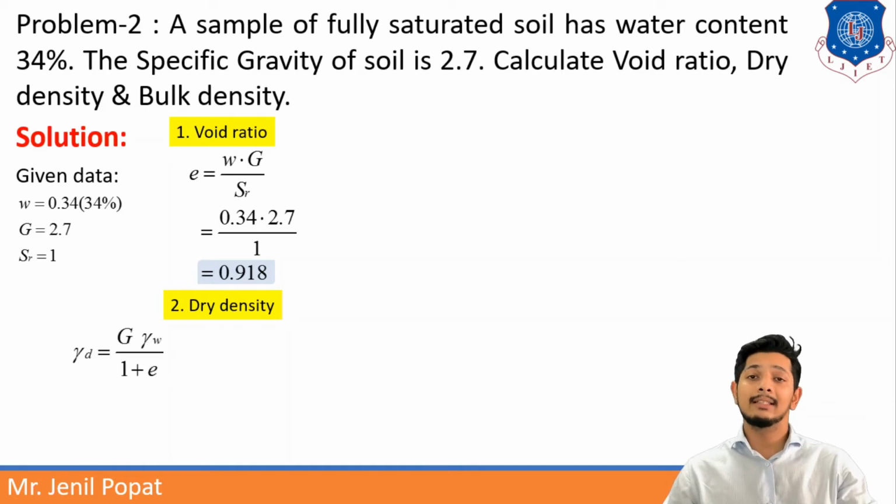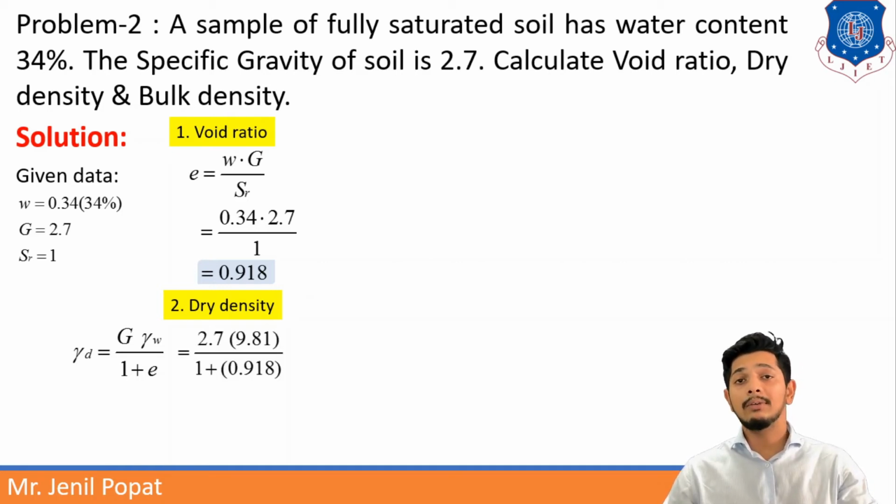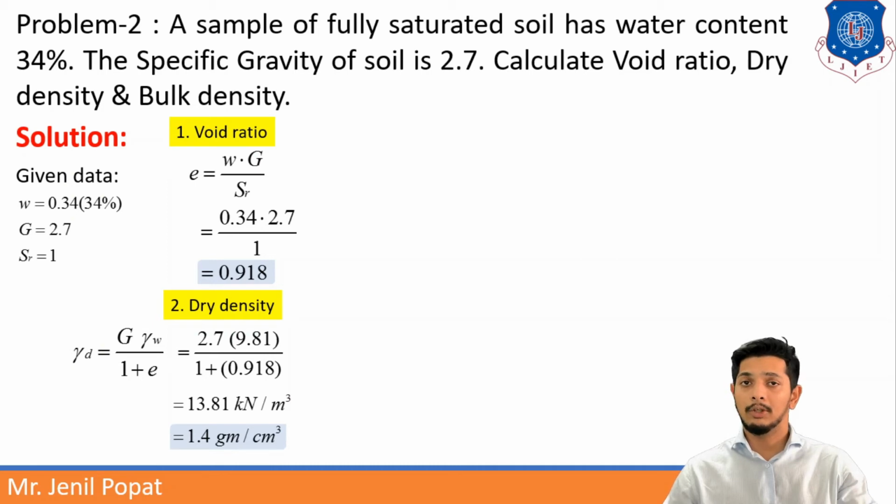Here I will use the dry density formula gamma d is equal to G into gamma w upon 1 plus e. Here I have G and e now, and gamma w is by default 9.81, so I can find the value of gamma d. Putting all the values in the equation, I am getting gamma d equal to 13.81 kilonewton per meter cube. Here I am asked for dry density, not dry unit weight, so I will find it in gram per centimeter cube, and the answer will be 1.4 gram per centimeter cube.